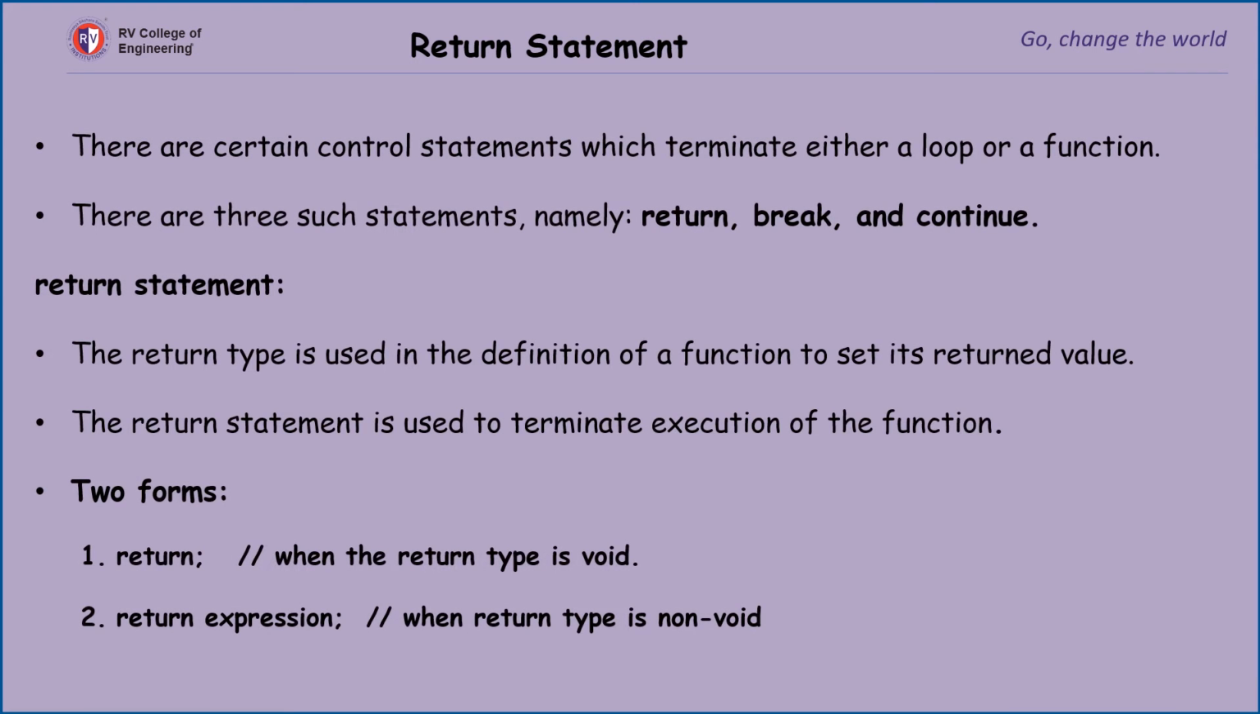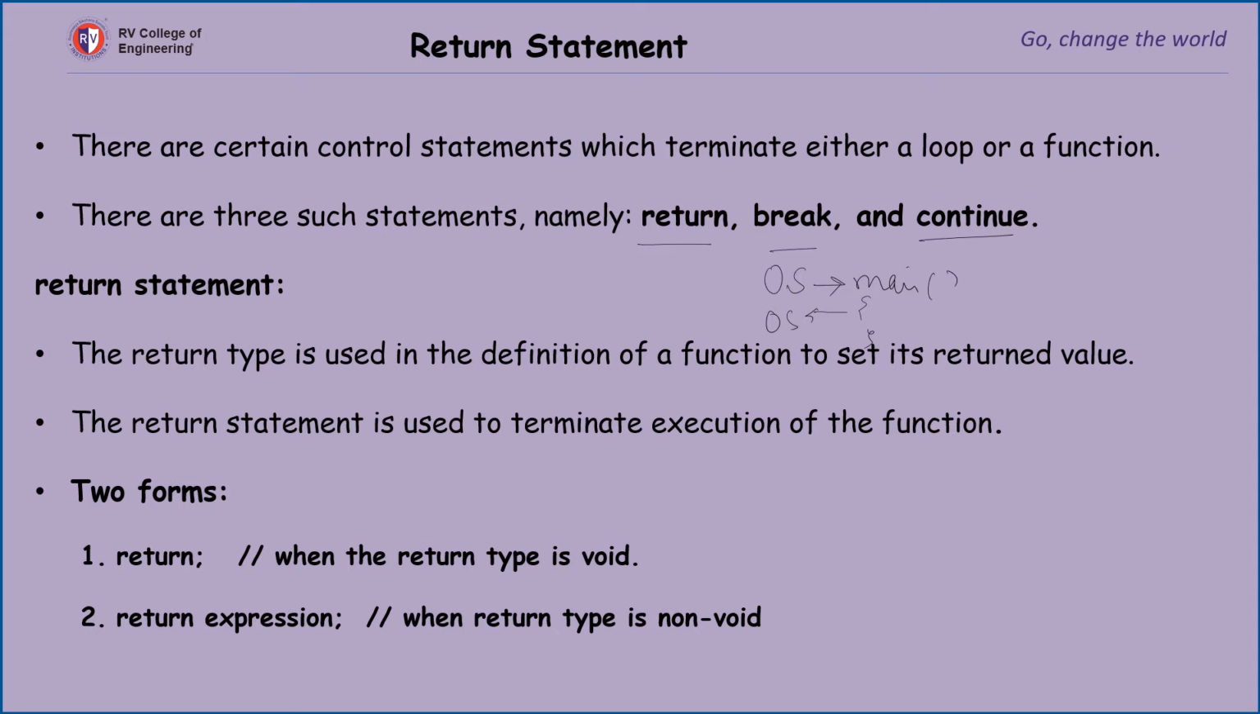Return statement. Now there are certain control statements which allow us to terminate a loop or a function. These statements are return, break, and continue. Return is used to return the control to a calling program. For example, an operating system calls main. Main completes its task and returns the control back to the operating system. Hence, we use return 0 or return inside the main.